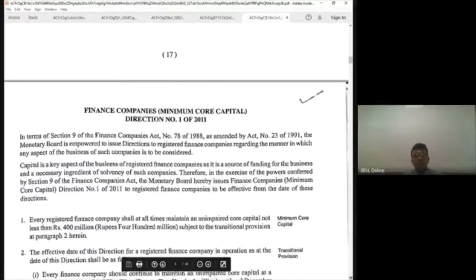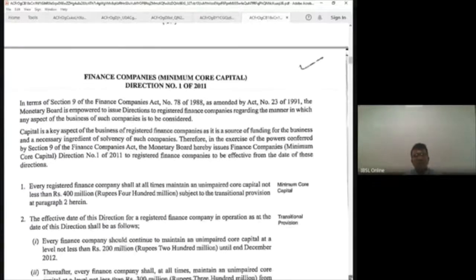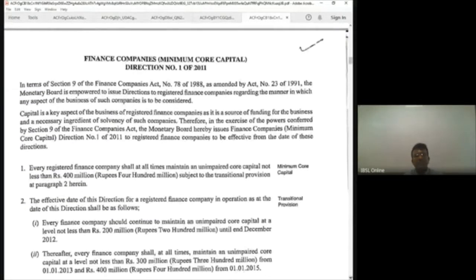Now, read this one slowly. These are directions. In terms of Section 9 of the Finance Companies Act, number 78 of 1988, as amended, the Monetary Board is empowered to issue directions to registered finance companies. Okay, whatever it is, what are we looking at here? Capital is a key aspect of the business of a registered finance company, as it is a source of funding for the business and a necessary ingredient of solvency of such companies.